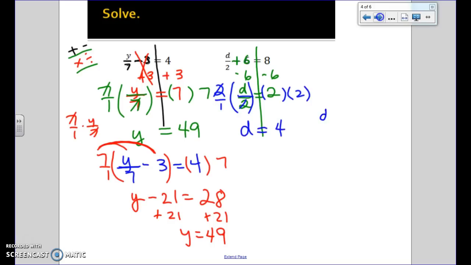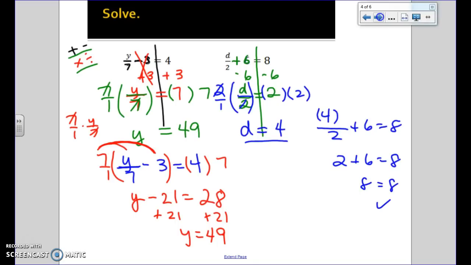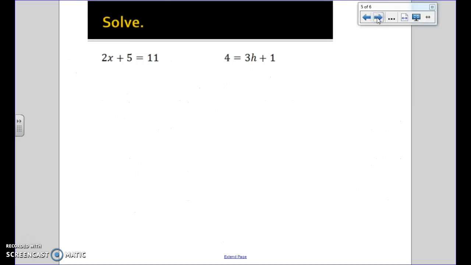And I can always check my answer by substituting in the number I believe the answer to be. And if I think the answer is 4, that's what I'll put in for the variable. And so I see that 8 equals 8, which is a true statement, so I know that the equation is balanced. Let's take a look at these last two here.